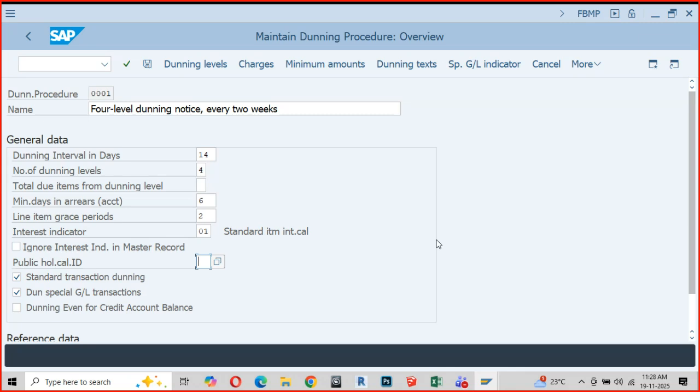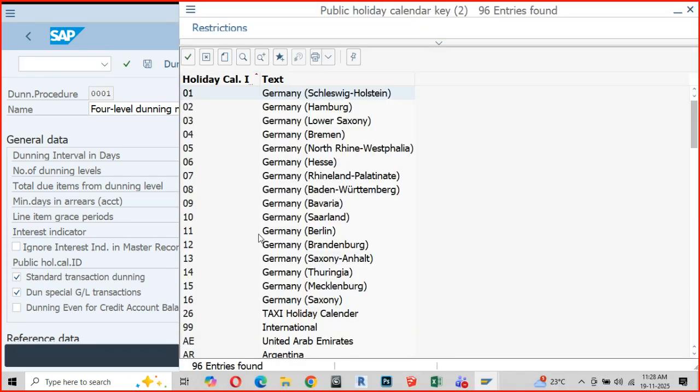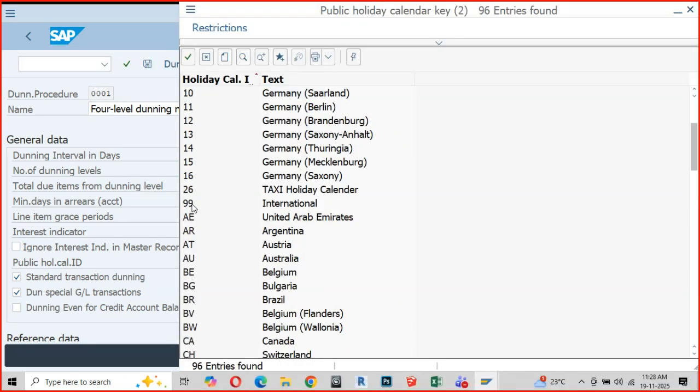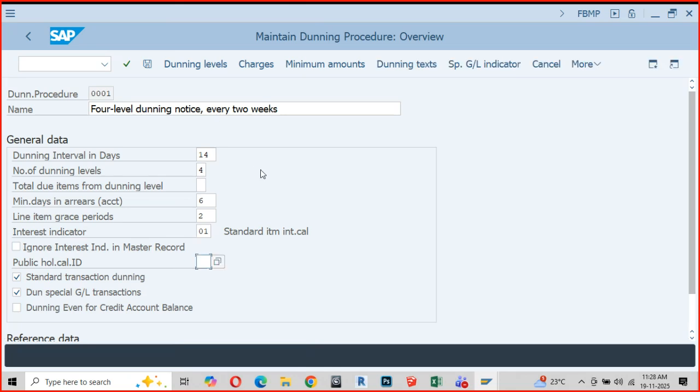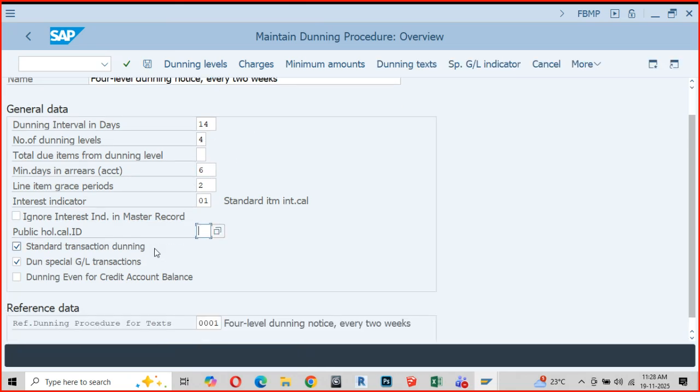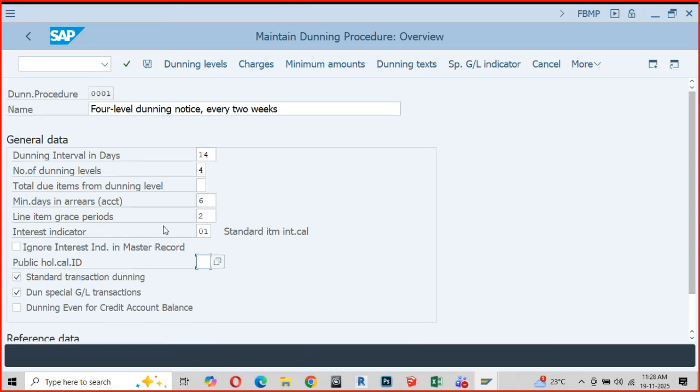Here again you can see 99, which is a standard holiday calendar. You can see that 99 somewhere. See, 99 international. Yeah, but this is not our work. All right. Now, no problem. Dunning levels.